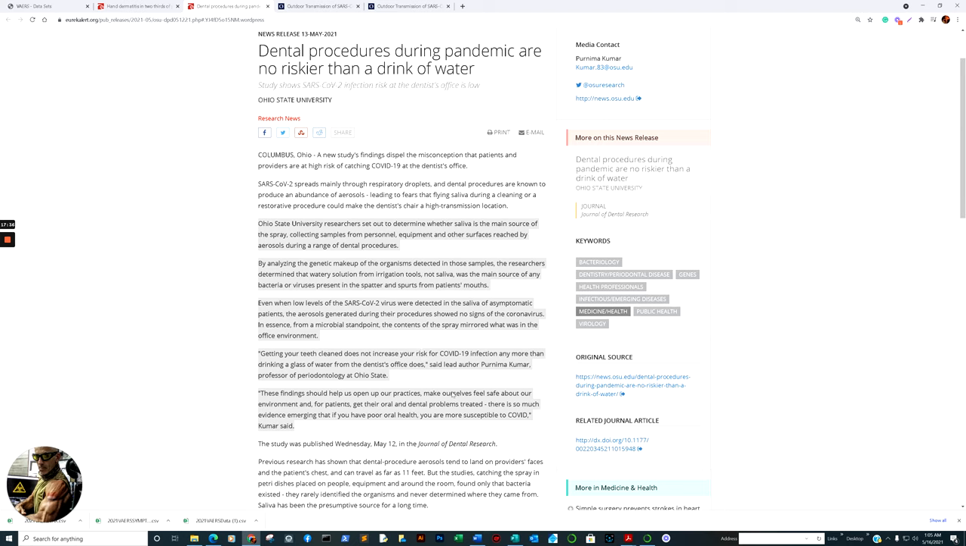These findings should help us open up practices, make ourselves feel safe about our environment and, for patients, get their oral dental problems treated. There's so much evidence emerging that if you have poor oral health, you are more susceptible to COVID. All right, so again, it's food for thought. You would expect that if a person's in a dentist's office, it must be a COVID bonanza. But to have nothing detected in the aerosols of individuals that have SARS-CoV-2, that is really food for thought. Let's put it that way.